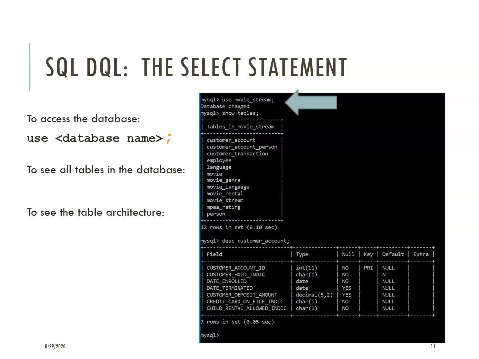To see all the tables in the database, we can then type show tables, which will result in seeing all the tables. Once you have decided which table to look at, you can type DESC and then the table name. This will show you the table structure the way it was installed. Here we're drilling down to the customer account table in the MovieStream database.